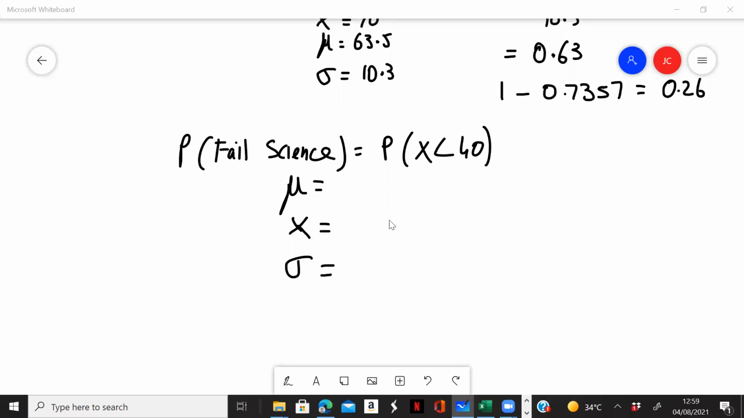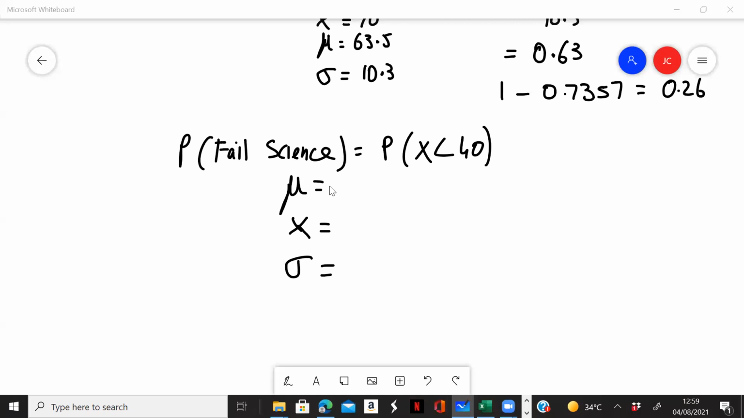In this lesson, we are going to apply the same methods using the normal distribution to find the probability that a student fails science. Failing science or failing anything, especially in the British system, is obtaining a grade less than 40. In some places it's less than 50, whatever. Let's assume here, for the sake of argument, that it's less than 40. You get something less than 40, you fail.